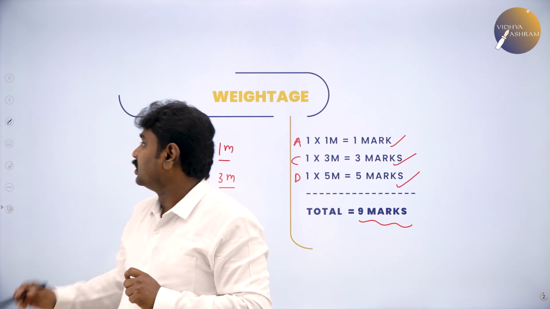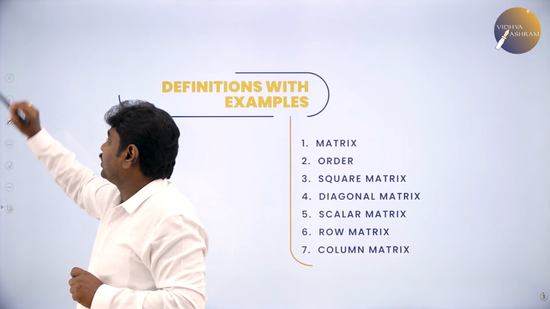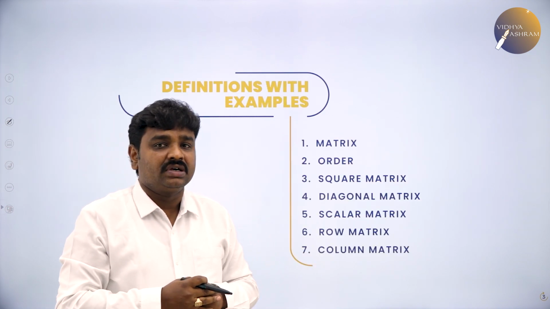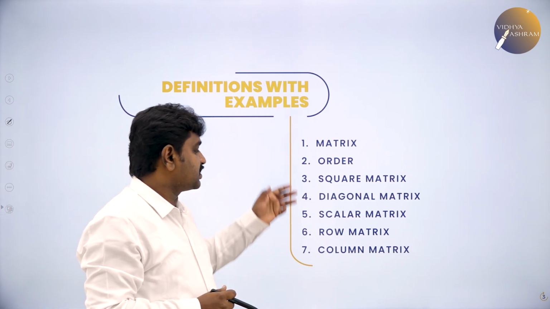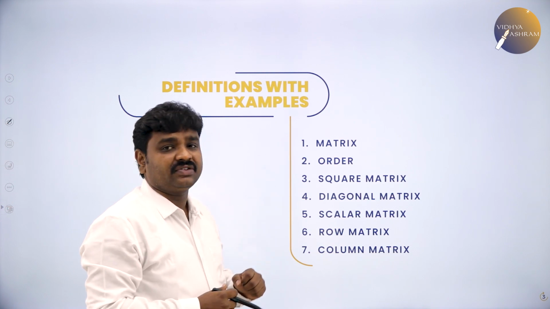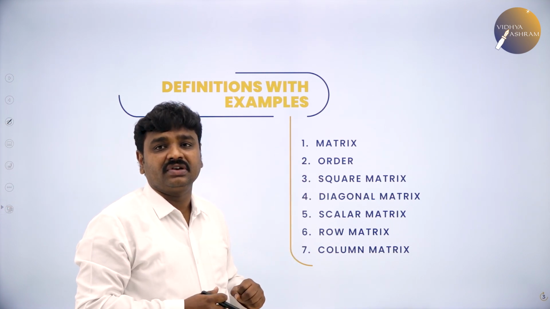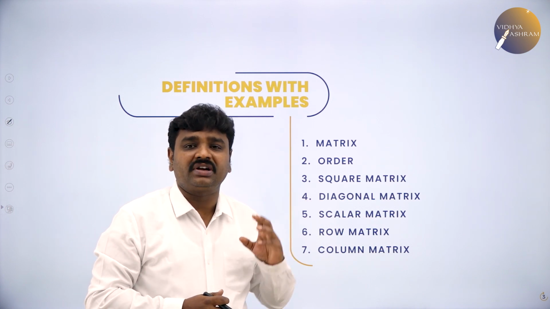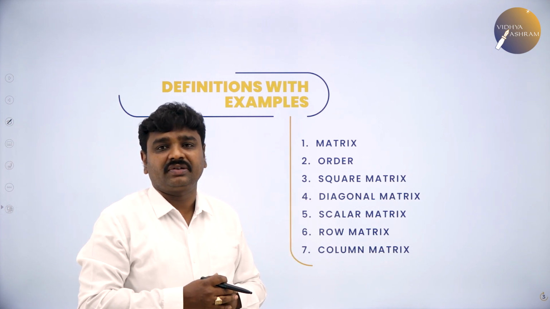Now we start with the basics. First let me teach you the definitions. In this session we'll be discussing 7 different definitions. First, what is a matrix? Then what is the order of a matrix? Square matrix, diagonal matrix, scalar matrix, row matrix, and column matrix.